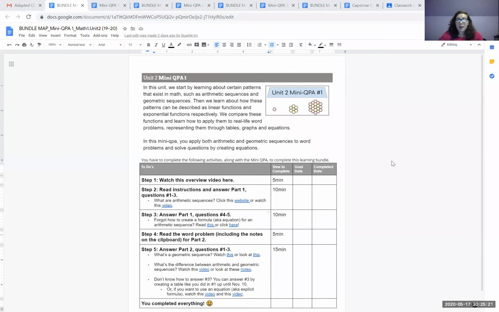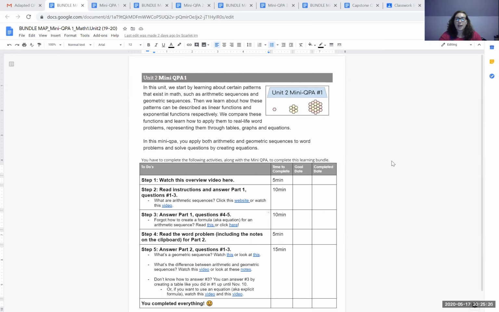So I'm going to share my screen to walk through the bundle map and then give a brief overview of what arithmetic and geometric sequences are. I know those are big words, but hold tight. We are going to go over them in a few moments. So bear with me. As I'm sharing my screen, you do not need to have any materials with you. You just need to hang tight. And here we go. So this is just the bundle map for mini QPA 1 of Unit 2.